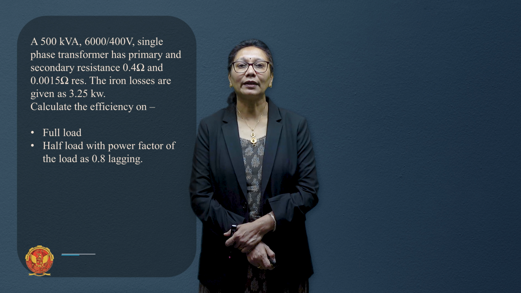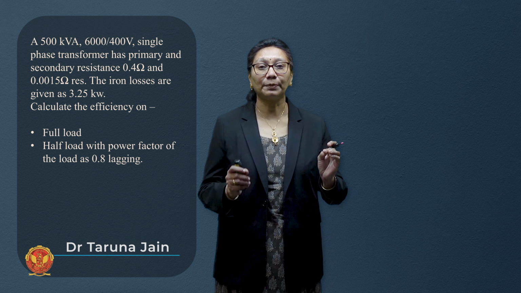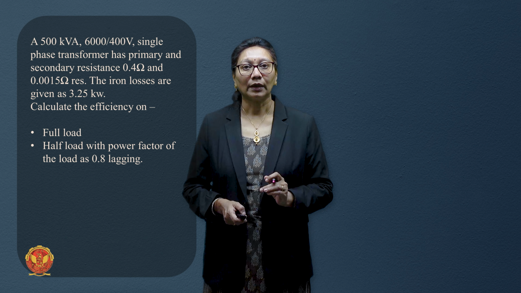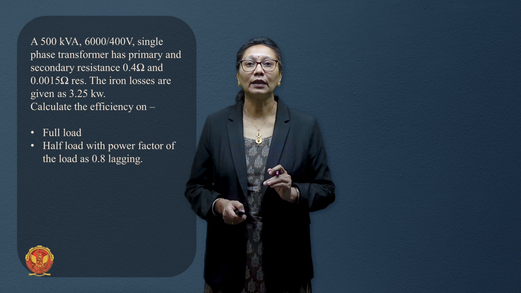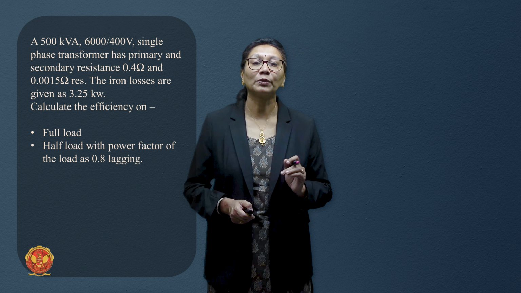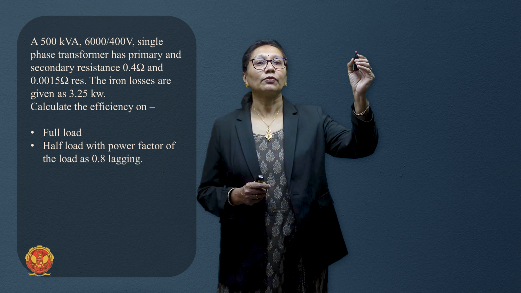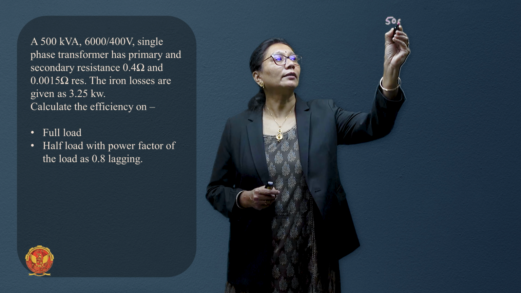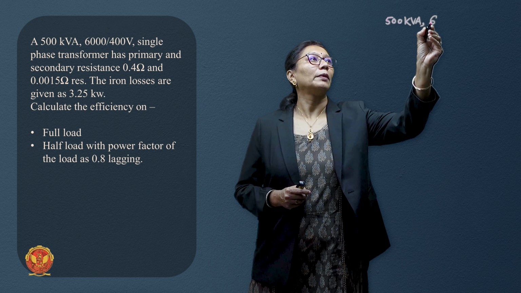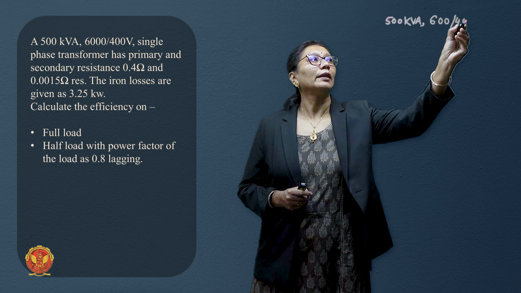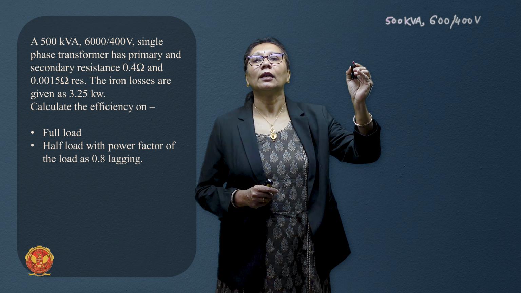As we have seen, efficiency is the ratio of output power to input power, and it shows the performance of the transformer. So based on this efficiency formula, let us check the performance of the transformer with the help of the numerical values given. Here we are given a transformer with 500 kVA rating. The voltage ratio is 600/400 volt. This means that the primary side voltage is 600 volt and the secondary side voltage is 400 volt.